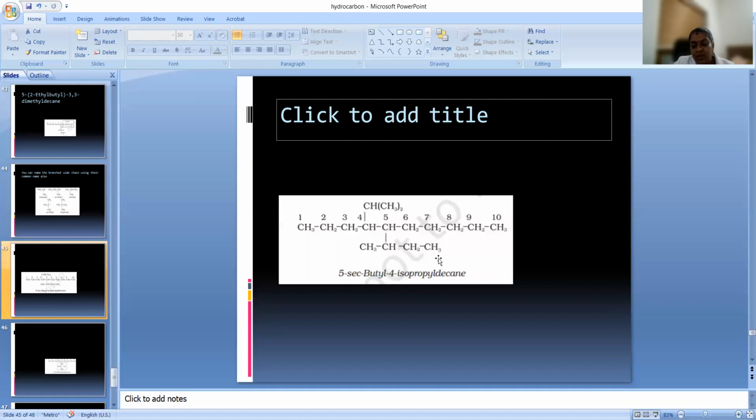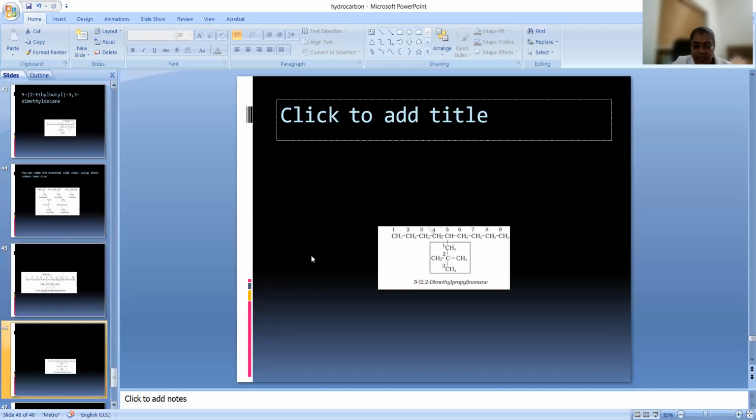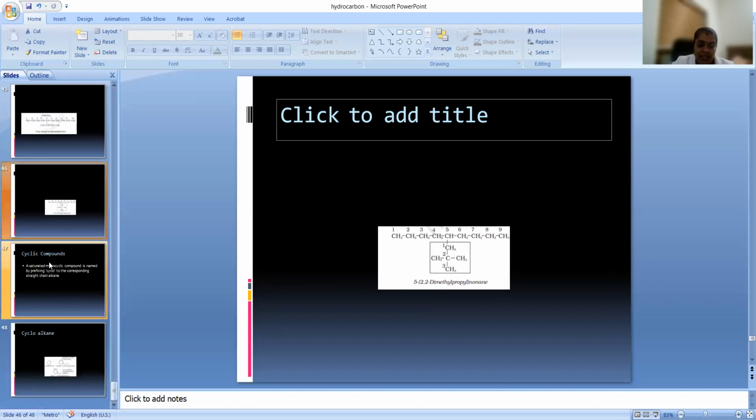So in this case, if you are using the common name, we don't need the brackets. Okay, the last one is this. So here also it is put in brackets. It is starting from 1, 2, 3. Second position, 2 branches, 2-dimethyl propyl, and the full thing is the nonane name. So this is the naming of branched alkyl groups.